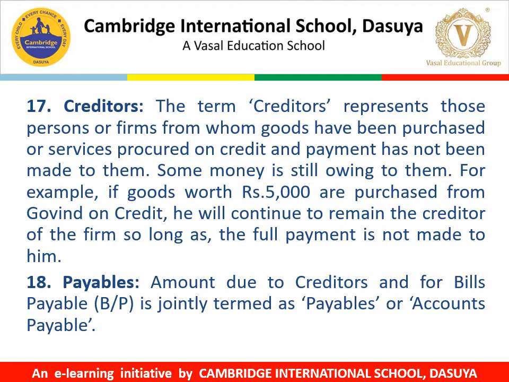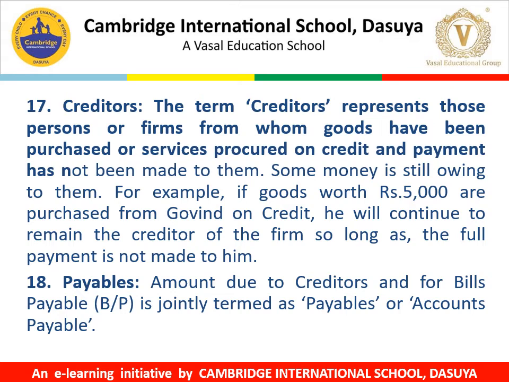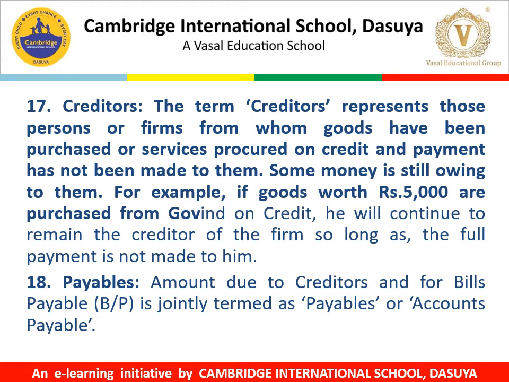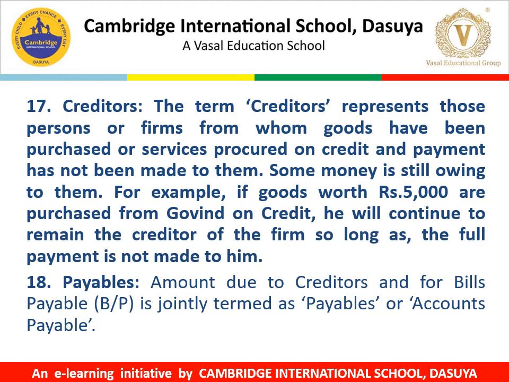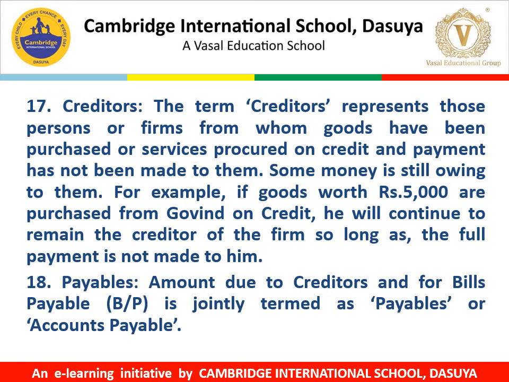The next term is creditors. The term creditors represents those persons or firms from whom goods have been purchased or services procured on credit and payment has not been made to them. Some money is still owing to them. For example, if goods worth rupees 5,000 are purchased from Govind on credit, he will continue to remain the creditor of the firm so long as the full payment is not made to him.